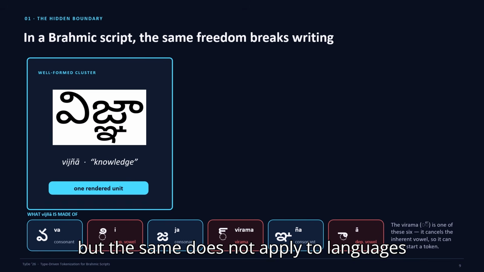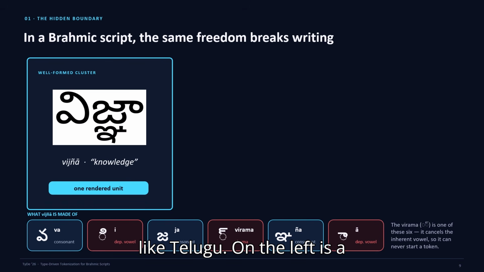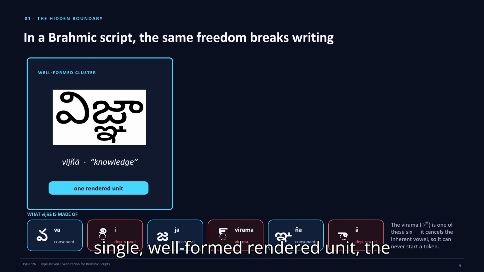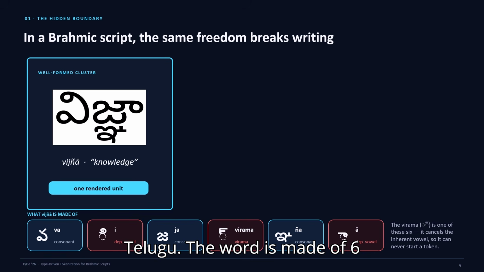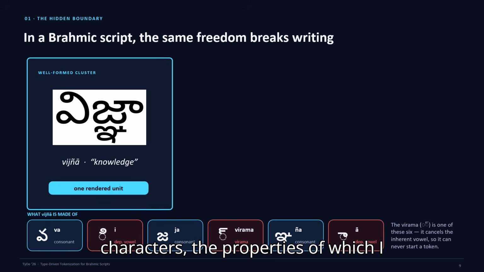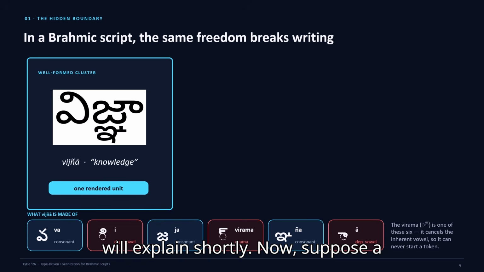But the same does not apply to languages like Telugu. On the left is a single well formed rendered unit, the prefix Vignya, meaning knowledge in Telugu. The word is made of six characters, the properties of which I will explain shortly.